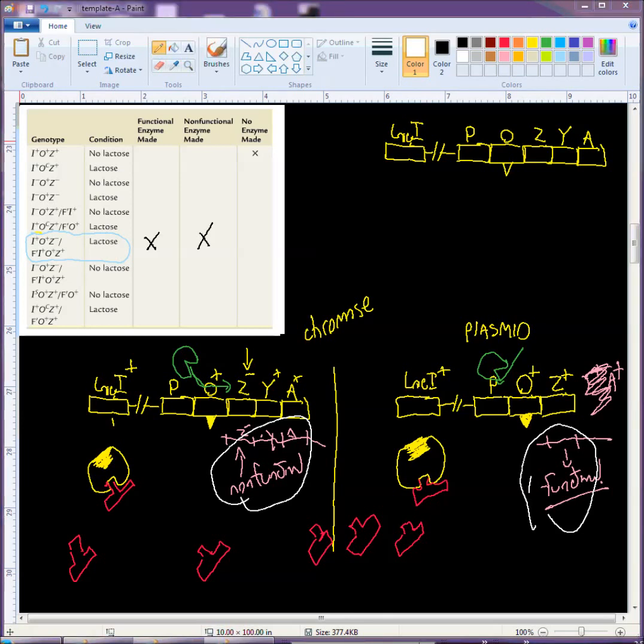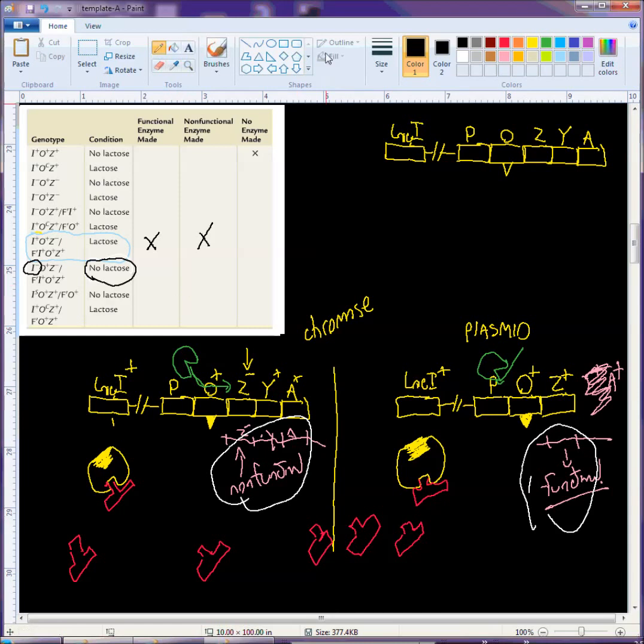Okay, so for the next one, they changed it up on us in two ways. What did they do? They took away the lactose. They're making things difficult on us. I wish they would just do one change at a time. Okay, they took away the lactose and they mutated one of the repressors. Okay, let's see how we can change this diagram.